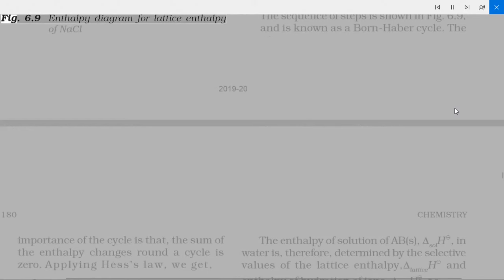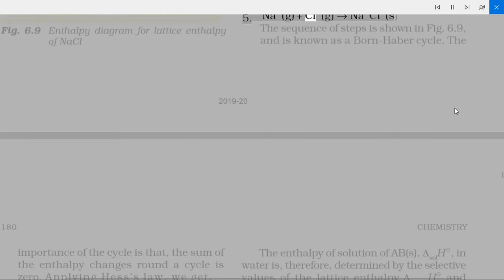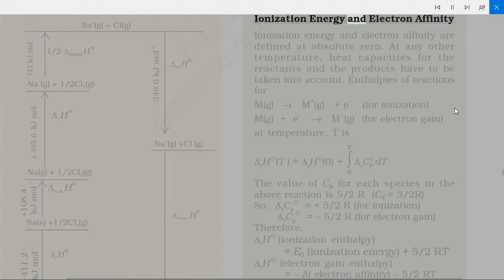Fig. 6.9 Enthalpy diagram for lattice enthalpy of NaCl. The sequence of steps is shown in Fig. 6.9 and is known as a Born-Haber cycle. The ionization energy and electron affinity. Ionization energy and electron affinity are defined at absolute zero.